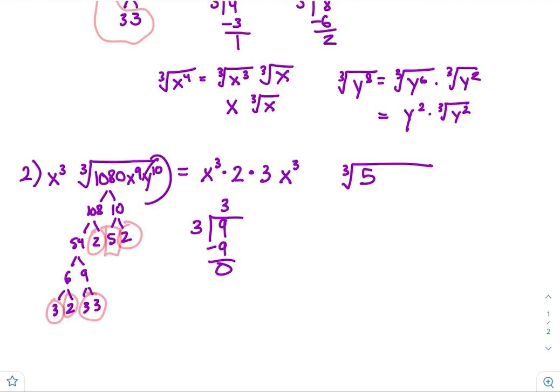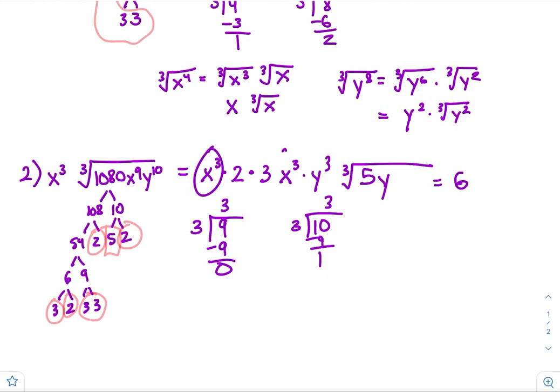Now let's do our y. So take the exponent of 10 and divide it by 3. 3 goes into 10 3 times, you guys, with the remainder of 1. So 1 y on the inside, and then y to the 3rd power on the outside. And we simplify this, you guys. 3 times 2 is 6. X to the 3rd times x to the 3rd. Add up the exponents for x to the 6th. And we have y to the 3rd, cube root of 5y. And that is how you guys simplify your cube roots.